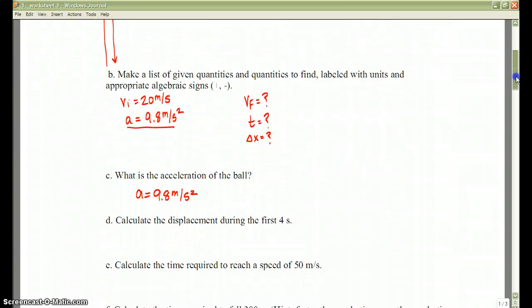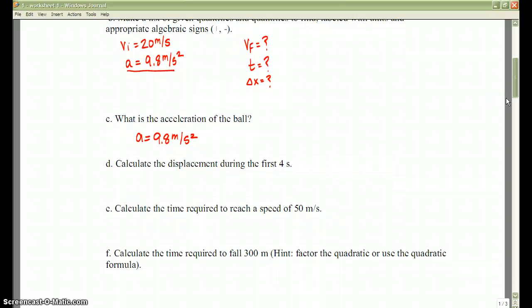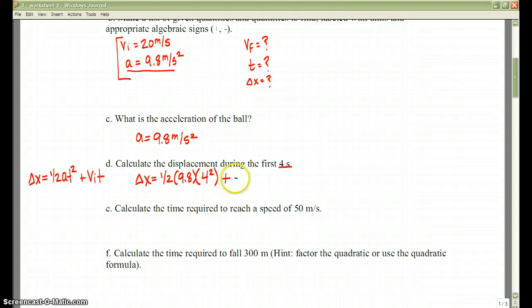For part B, calculate the displacement during the first 4 seconds. We have an equation at the top, delta x equals 1/2 at squared plus v initial times t. That's the one we're going to use, because we have velocity initial, acceleration, and in the problem, we're given time. So we have everything we need, and it's a matter of plugging in: 1/2 times 9.8 times our given time of 4 seconds squared, plus our initial velocity times the time of 4. When we do this math, we should get a distance of 158 meters.